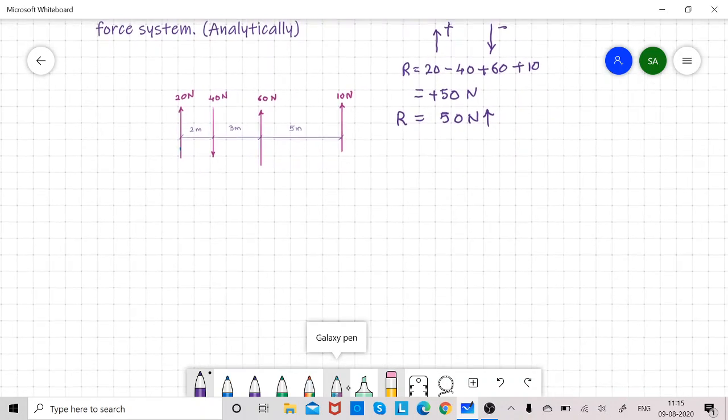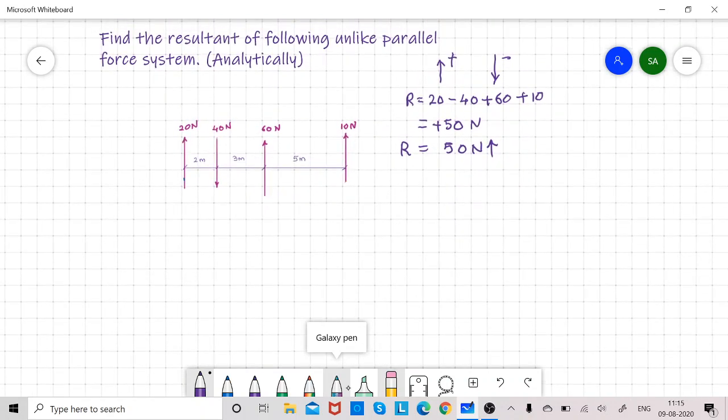Now again there is a question of where the R is acting, the location of the resultant. To find the location of the resultant, we will use what is known as Varignon's theorem.